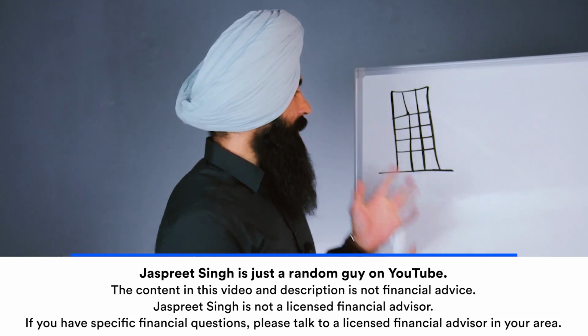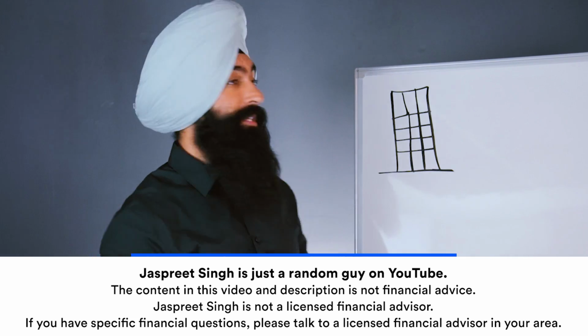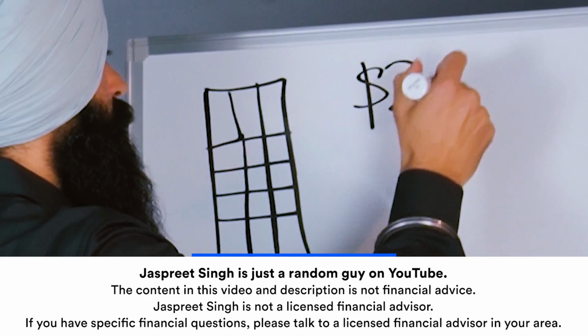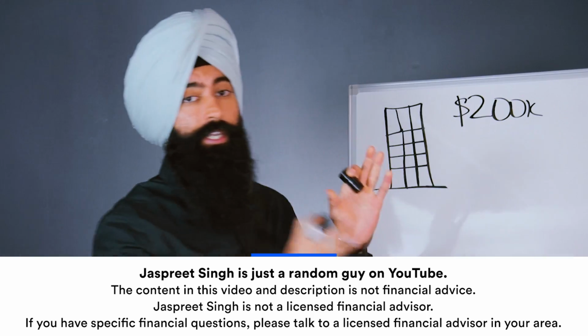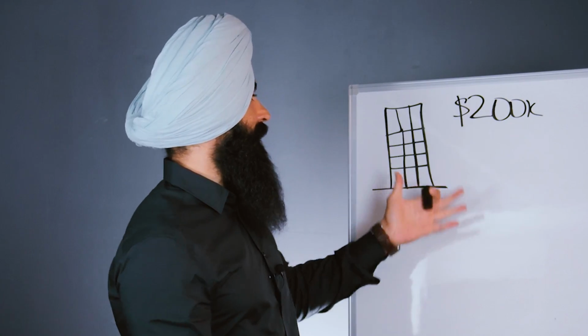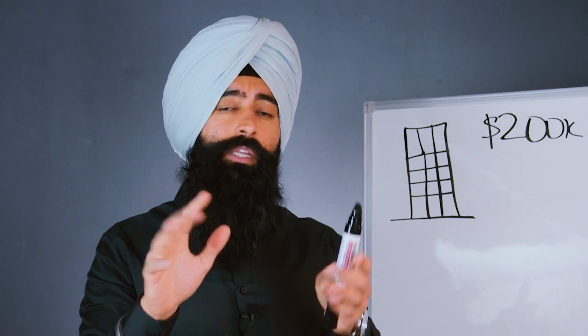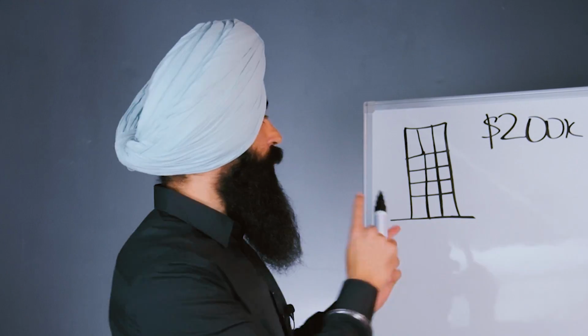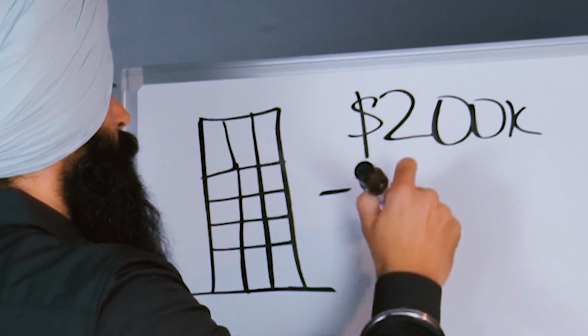Part 1 is this. Let's assume that this building right here generates $200,000 a year of revenue when this building is fully occupied and all the tenants inside of the building pay rent. But you have expenses as the landlord. You have to pay your property taxes, your insurance, your maintenance, your management fees. So let's assume that your expenses as a landlord for this building are $100,000 a year.